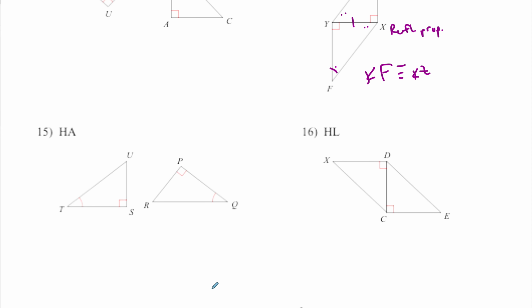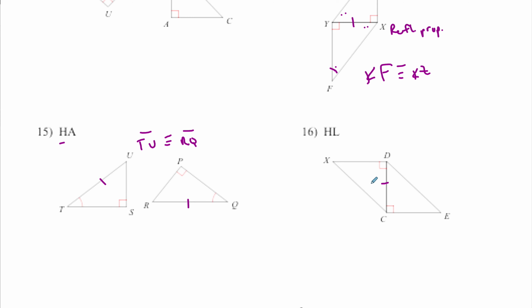Hypotenuse angle. Well, because it's got hypotenuse in it, it's got to be what? The hypotenuse. So therefore, TU congruent to RQ. Sorry, campers, there's only one way to go with this. Right?